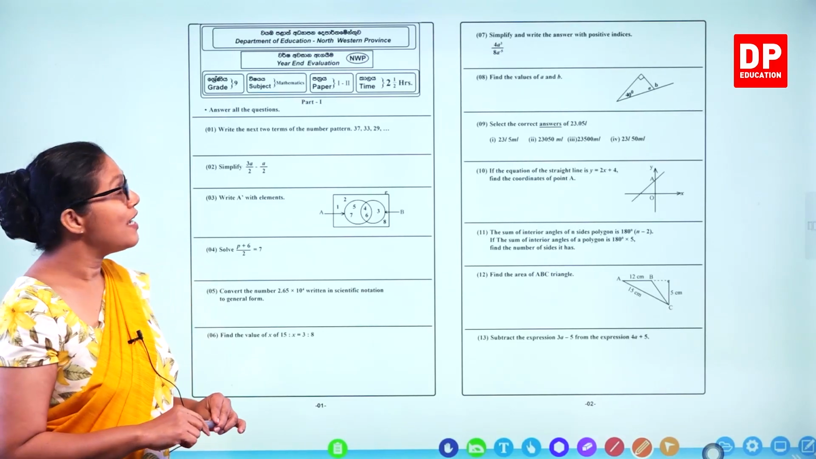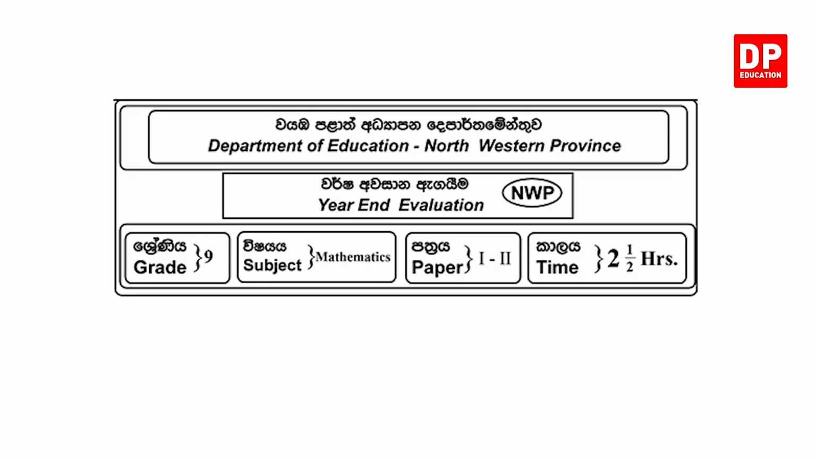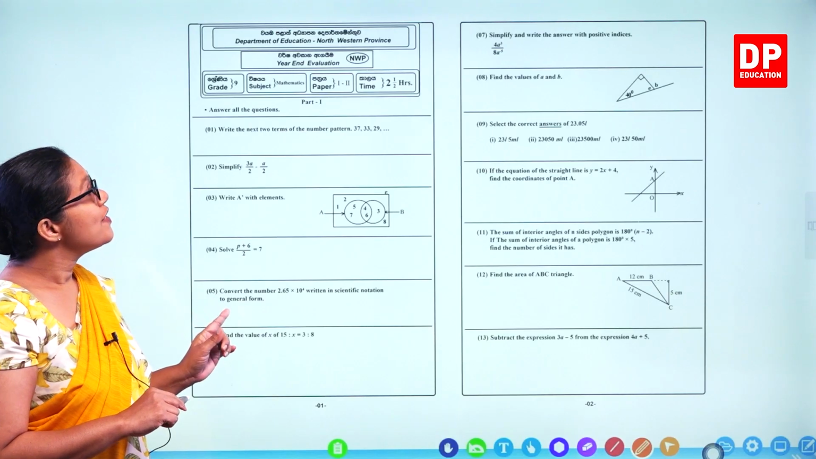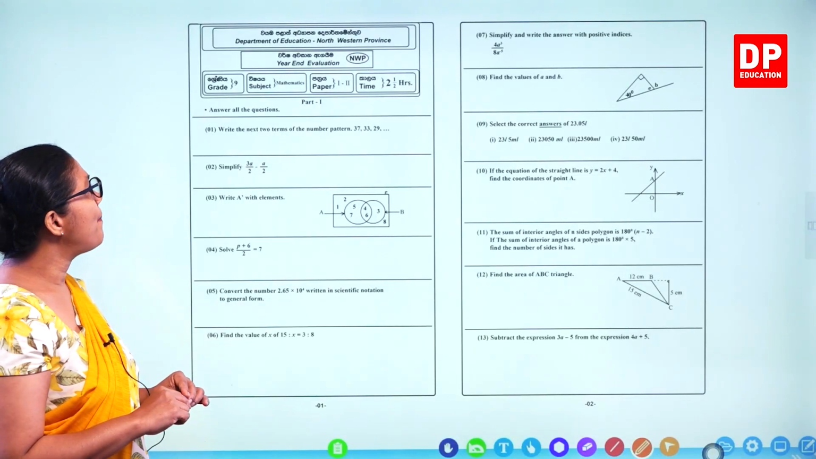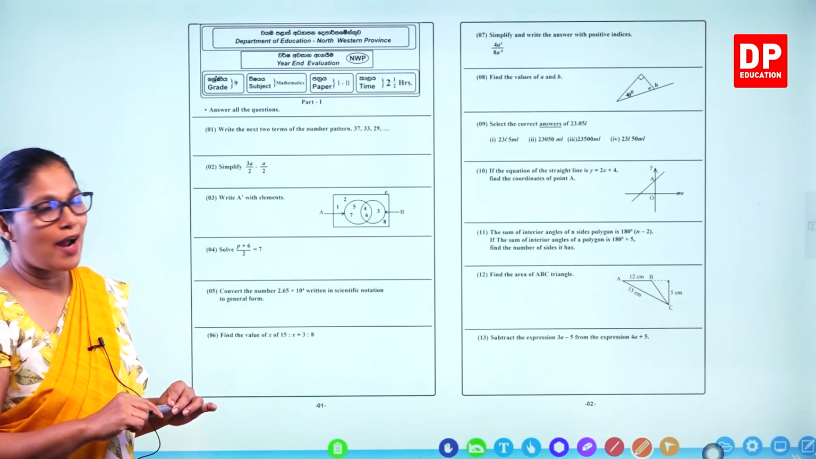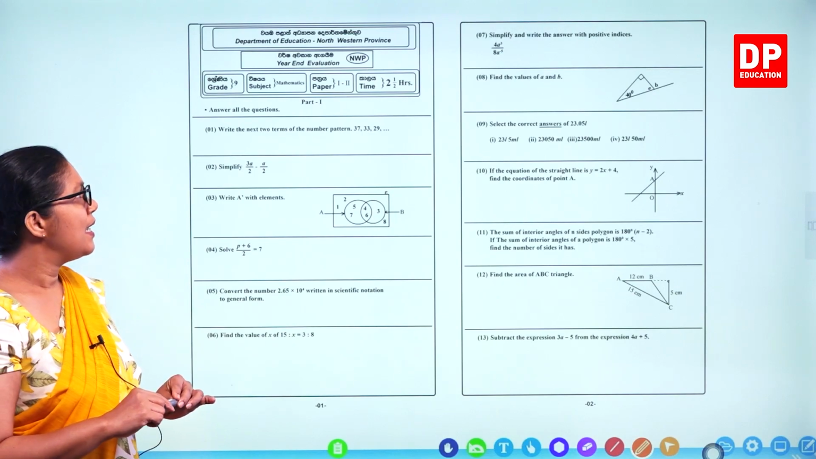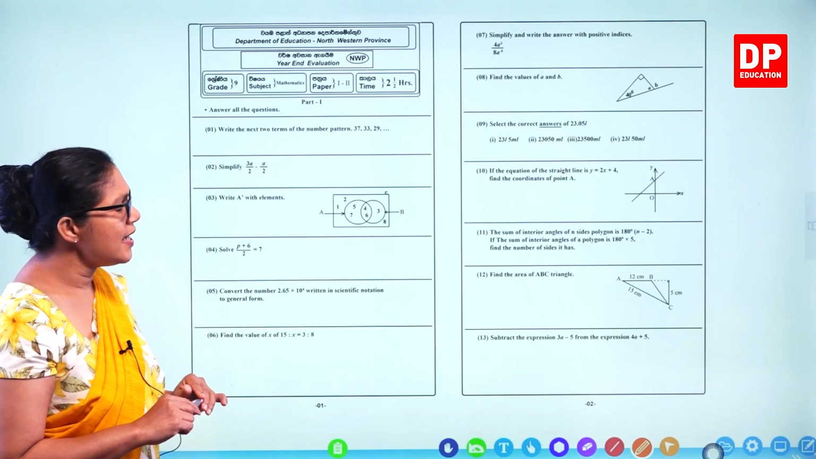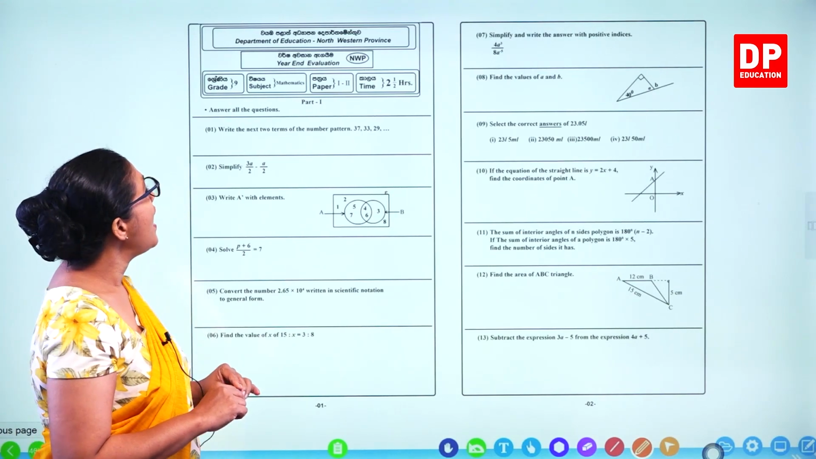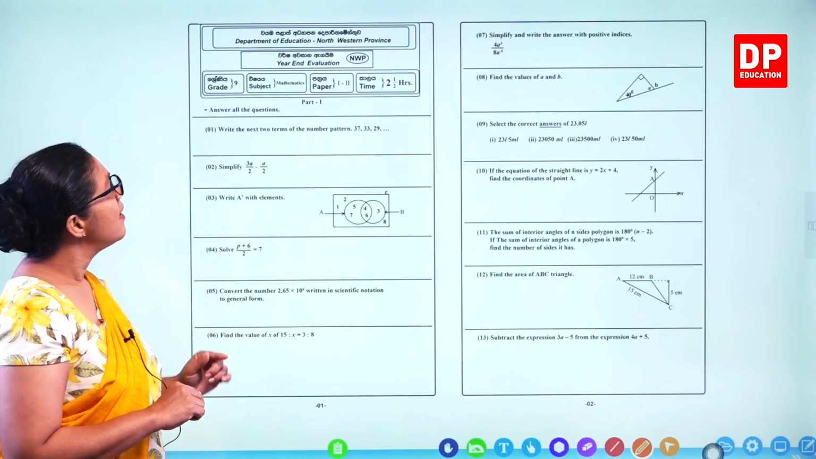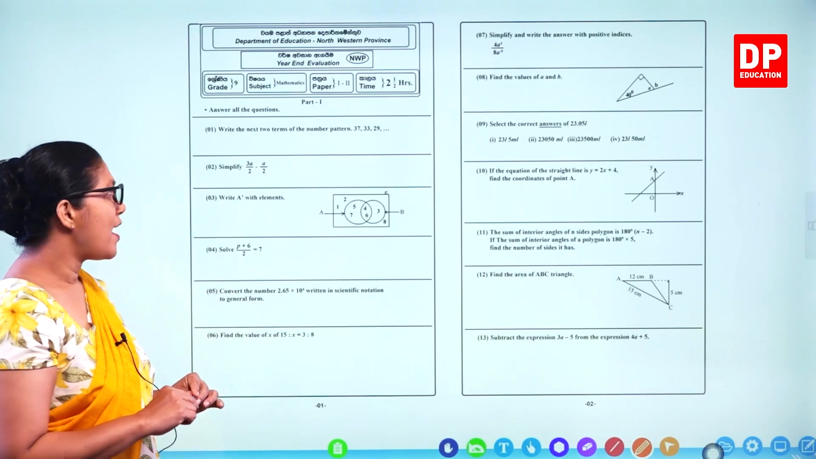Hello students, today I am going to do the Department of Education Northwestern Province year-end evaluation. This is a 2.5 hours paper. You get two parts, part A and part B. In part A you get 20 short questions and you can answer all in the spaces provided.